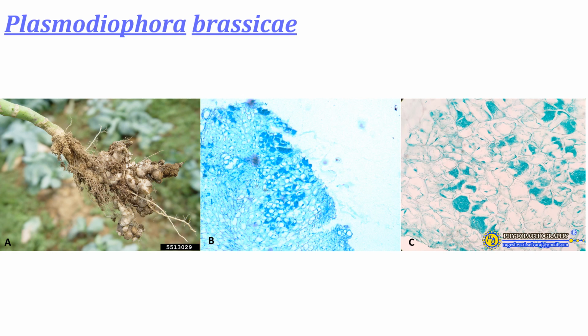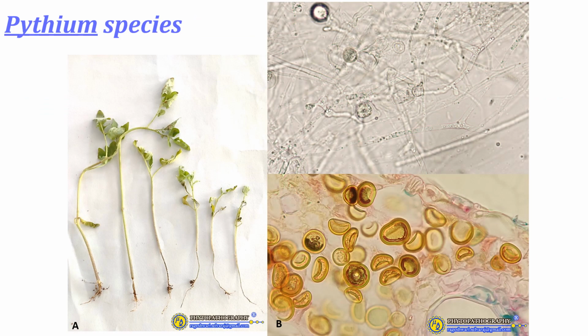The hypertrophied cells, which you can see in the picture denoted with blue, are nothing but the plasmodial cells. The chromistan Pythium species produces damping off. There are two types of damping off: one is pre-emergence and the other one is post-emergence damping off.